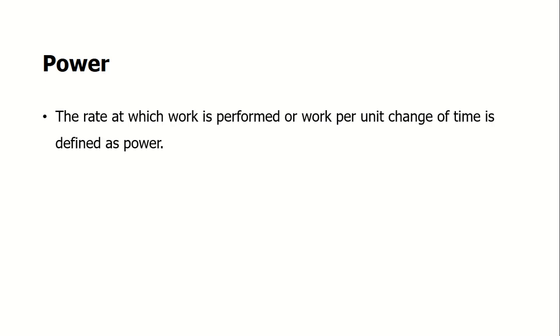Here is the next term, power. Power will also have a specific definition here in Unit 5. The rate at which work is performed, or work per unit change of time, is defined as power. Meaning to say, work divided by the change of time. In equation form, power has the symbol capital P, which is equivalent to capital W divided by change in time, or divided by time.